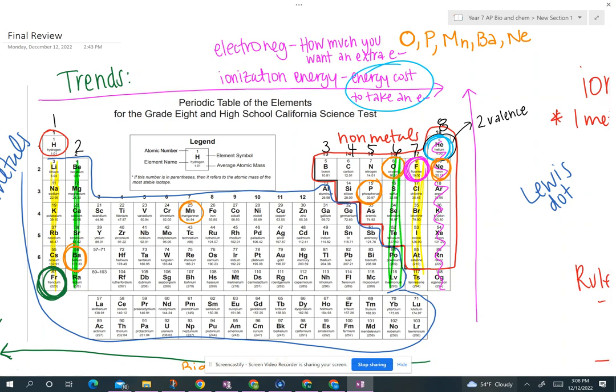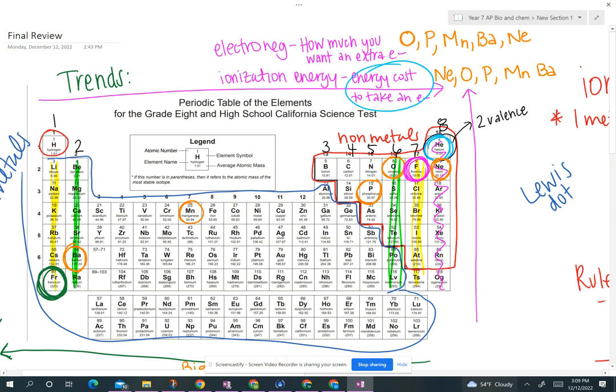Then if I go to ionization energy, it's a little bit different. I'm going to put neon first because neon is now closest to helium, which is what I'm looking for in ionization energy. Then I'm going to go oxygen, phosphorus, manganese, barium.